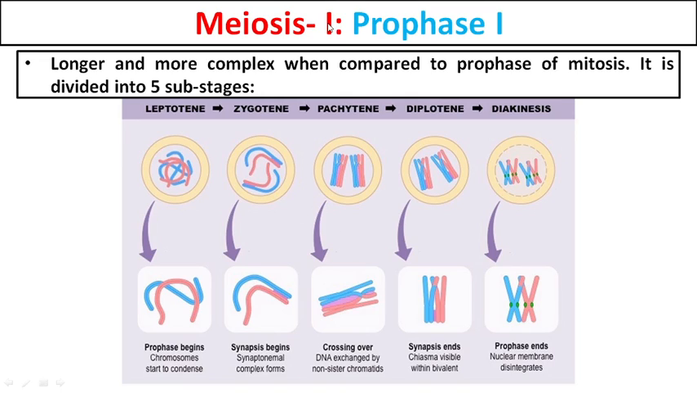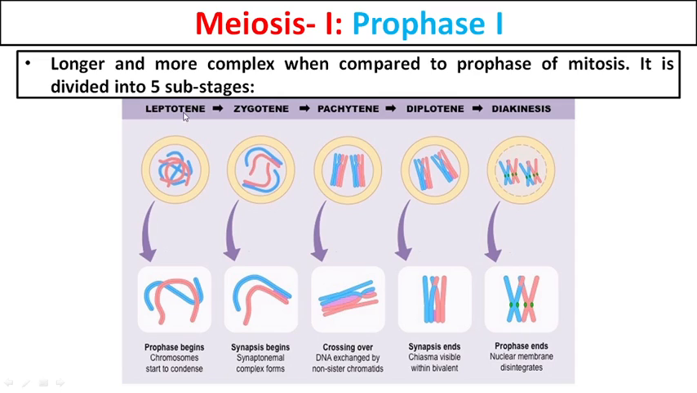Meiosis 1 again has all those 4 phases: prophase, metaphase, anaphase and telophase. Prophase 1 is special. It is very much different from the prophase of mitosis. It is divided into these 5 sub-stages. These sub-stages are called leptotene, zygotene, pachytene, diplotene and diakinesis. We will go through all of these one by one.